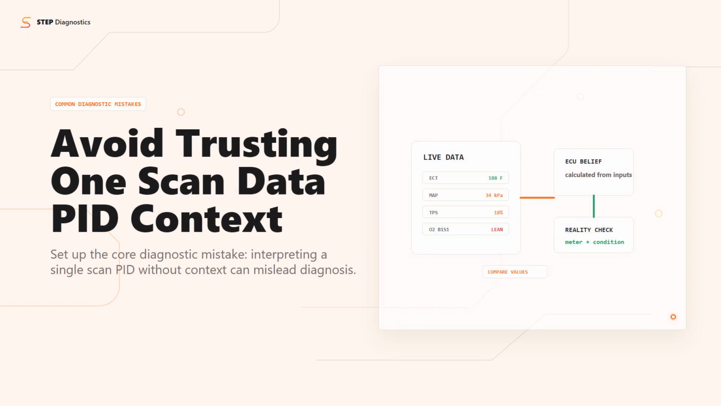Too often, technicians see one odd scan data PID and replace the sensor or part. But trusting one number without context can lead to expensive mistakes. This lesson shows how to avoid that trap and what steps actually produce proof.